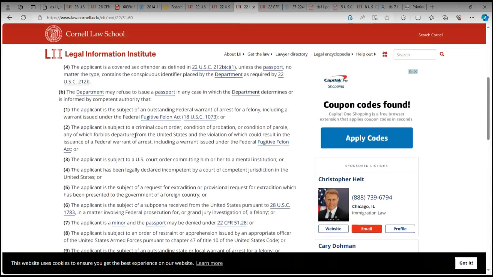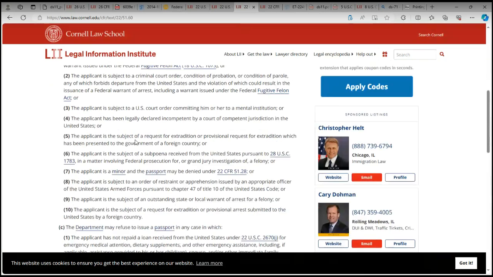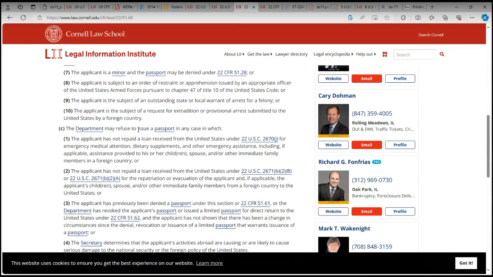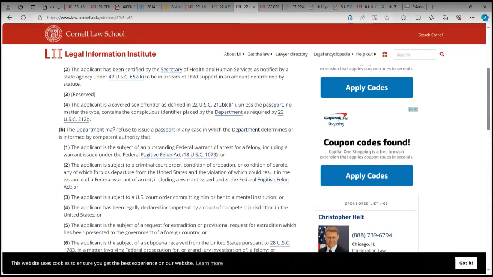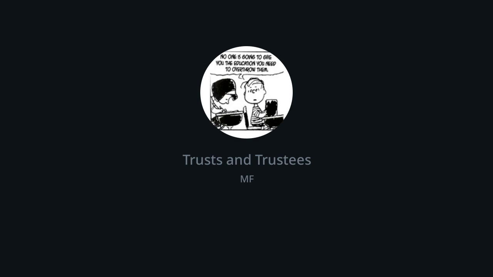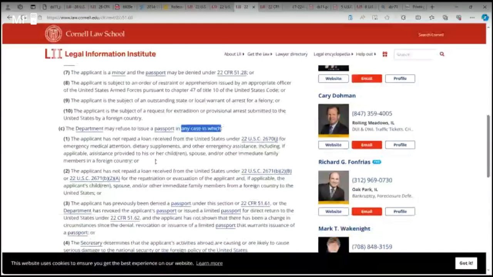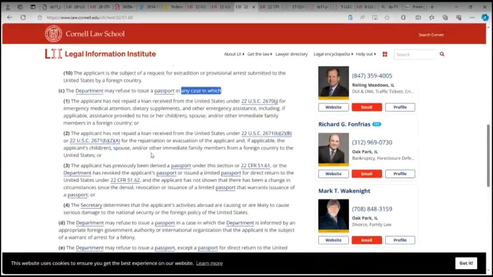Hey, look at how they define these. So they say the department may refuse to issue, right? If it determines or is informed by competent authority, right? Down here it says the department may refuse to issue in any case which, so it doesn't mean under competent authority and none of the other stuff, right? They're just saying in any case, period. Applicant has not repaid a loan received under this section.